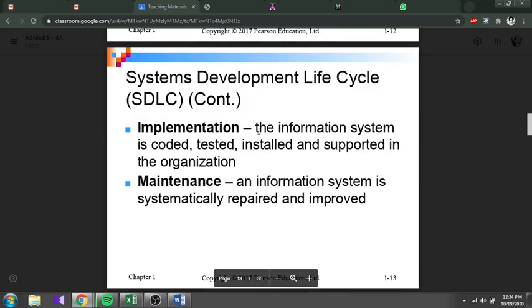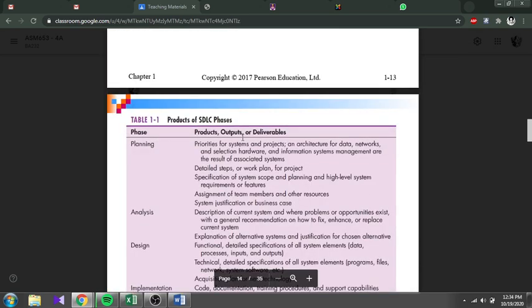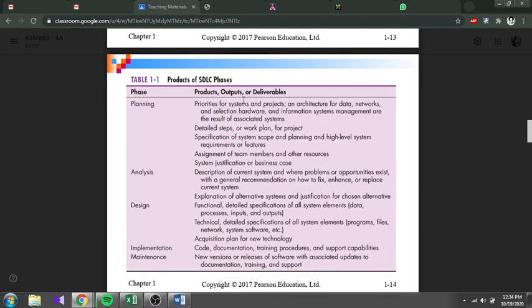You have to remember those five. This is the most important part in this chapter 1. Okay, you can look at these product output deliverables. Mostly once we are done with the planning, we'll have the specification of scope and high-level system requirements or features, detailed steps of work for the project, and system justification or business case.